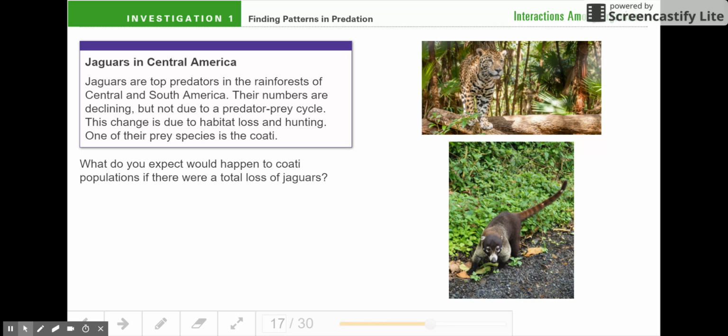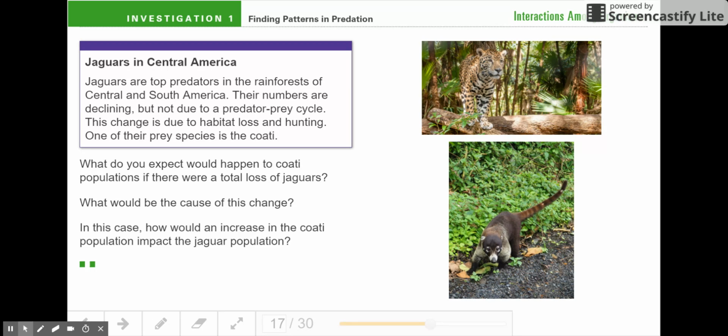So because of the jaguars disappearing, what do you think is going to happen to the coati populations, which kind of look like raccoons, as jaguars disappear? What would be the cause of this change? With the jaguars disappearing, what would be the cause of the coati populations changing? And finally, overall, though, could an increase in the coati population affect the population of jaguars? As more and more prey show up, what could possibly happen to the populations of jaguars?